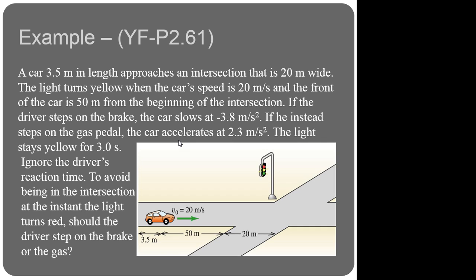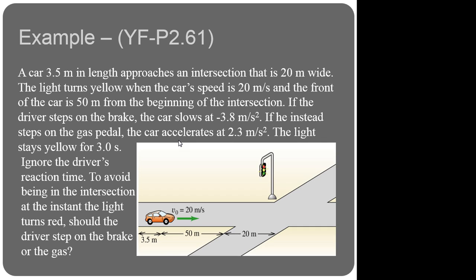A car of 2.5 meters in length approaches the intersection that's 20 meters wide. Wide being in that direction, not width, but in the direction it's traveling. The car speed is 20 meters per second, and the front of the car is 50 meters from the beginning of the intersection. If the driver steps on the brake now, the car slows at 3.8 meters per second squared.